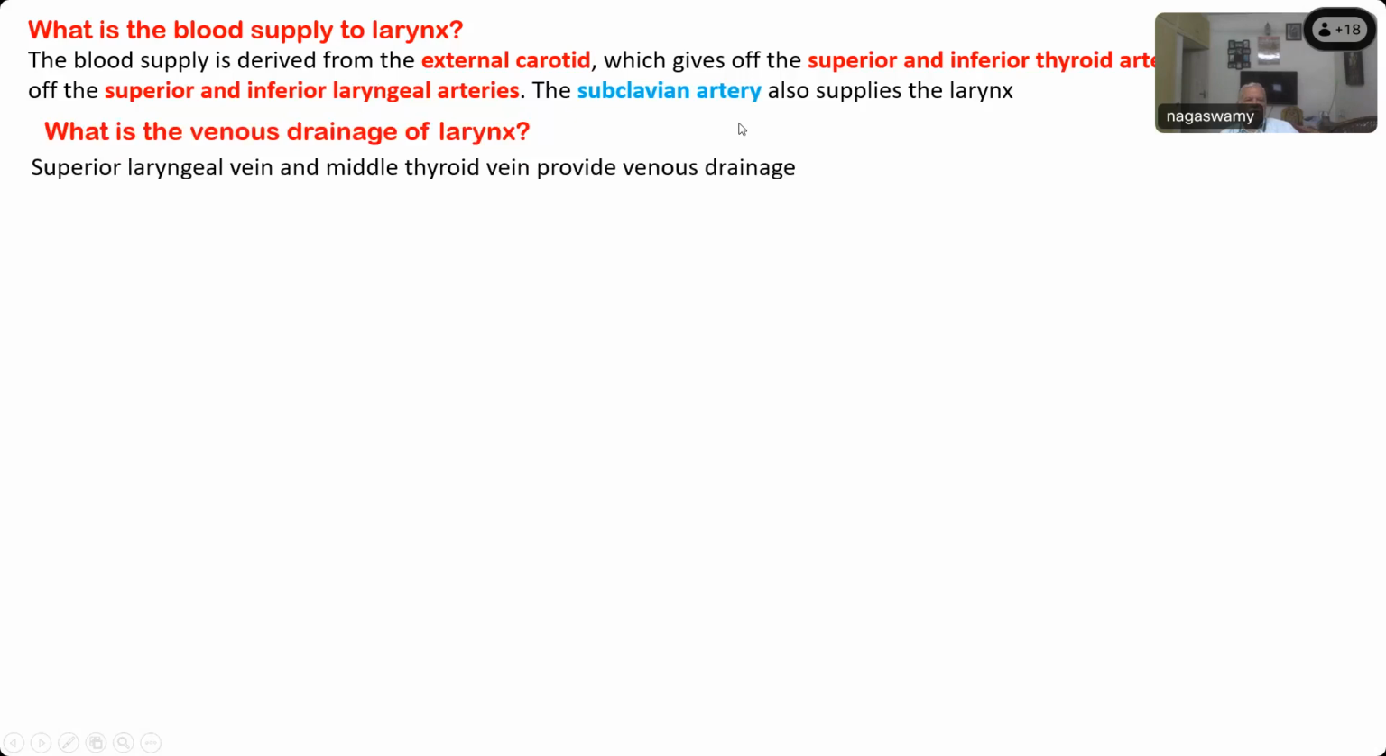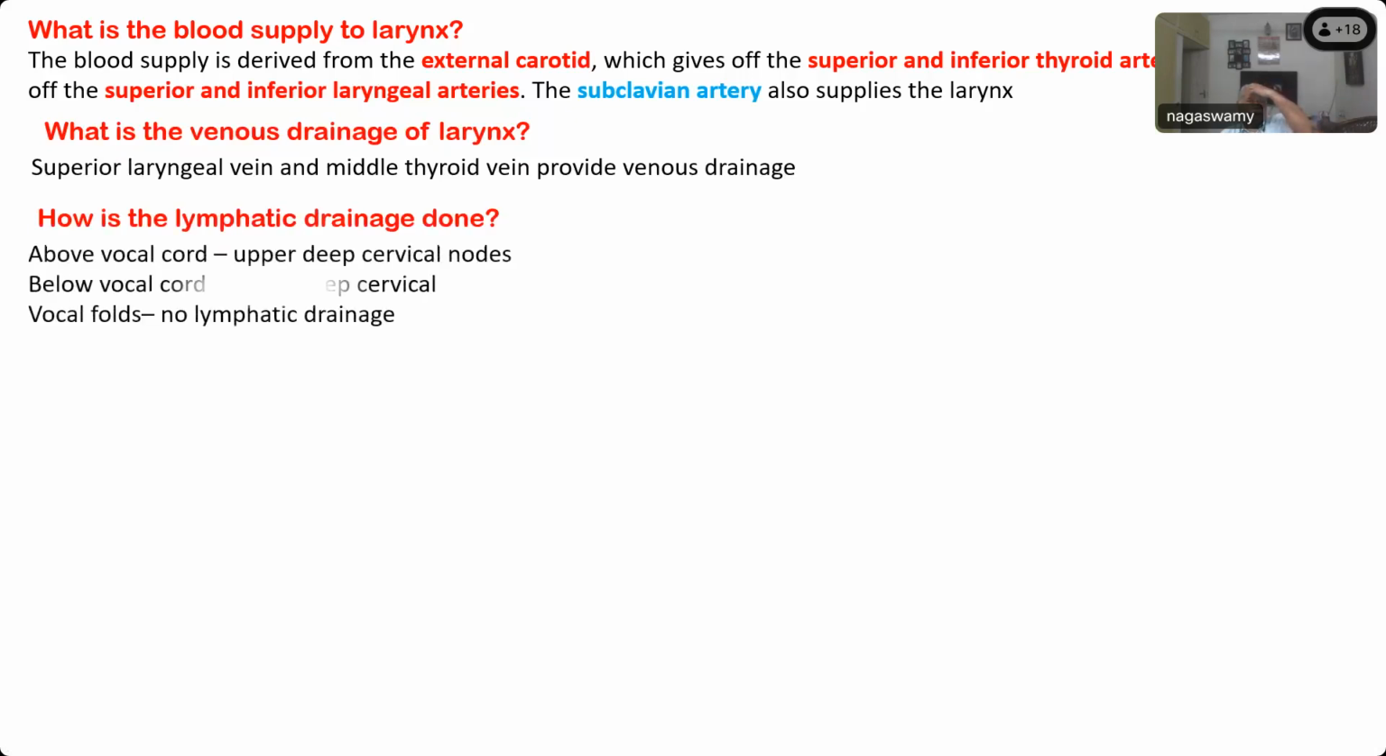And the venous drainage is by the superior laryngeal vein and middle thyroid vein, and the lymphatic drainage above the vocal cords is by the upper deep cervical nodes. So this anatomy knowledge is important to find out the node enlargement in cancer larynx. Above the vocal cord, you will find enlargement of the upper deep cervical nodes, whereas if the cancer arises from below the vocal cord, you will find the lower deep cervical nodes involved. For vocal folds, there is no lymphatic drainage. As I told you earlier, it will be confined to the Broyles ligament alone.